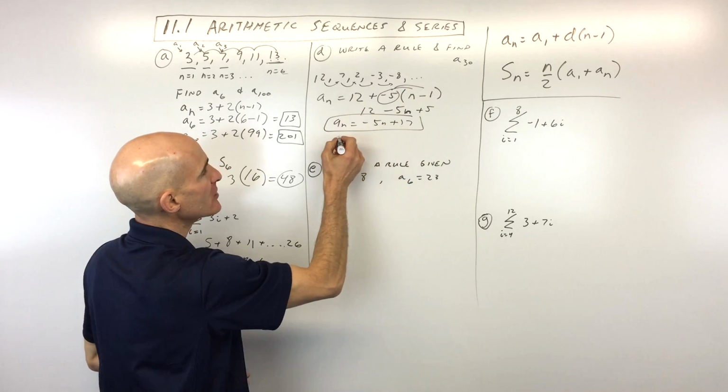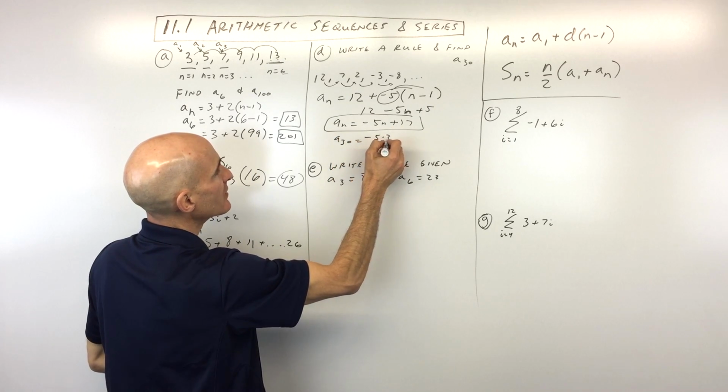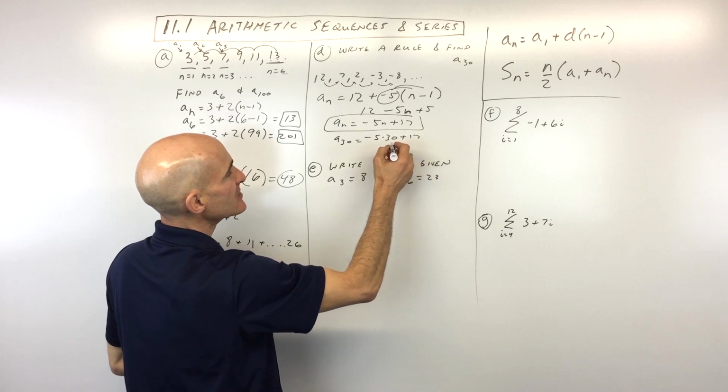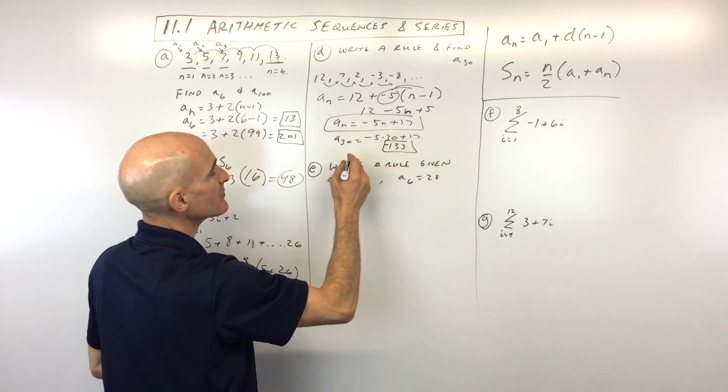Now if we want to find the 30th term, a sub 30, we're going to put 30 in for n. So negative 5 times 30. That's a negative 150, plus 17 is what? 133, and it'll be negative.